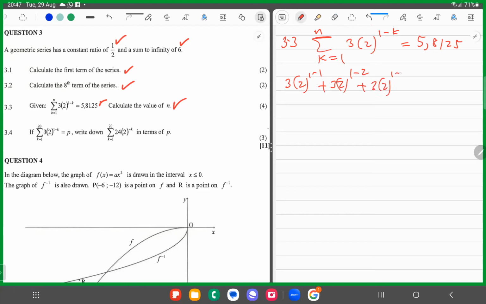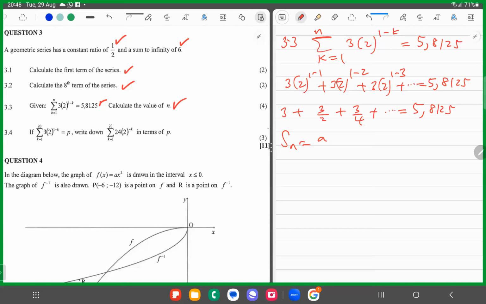And then you have 1 minus 3, which is 5.8125. This is exactly 3 plus 3 over 2 plus 3 over 4 plus dot dot dot equals 5.8125. Right, so you can find the geometric sum to n terms. We have written this summation out and then we can find the summation.